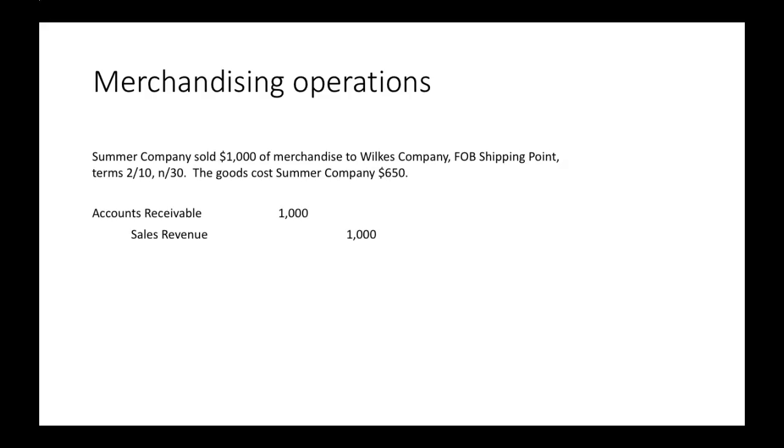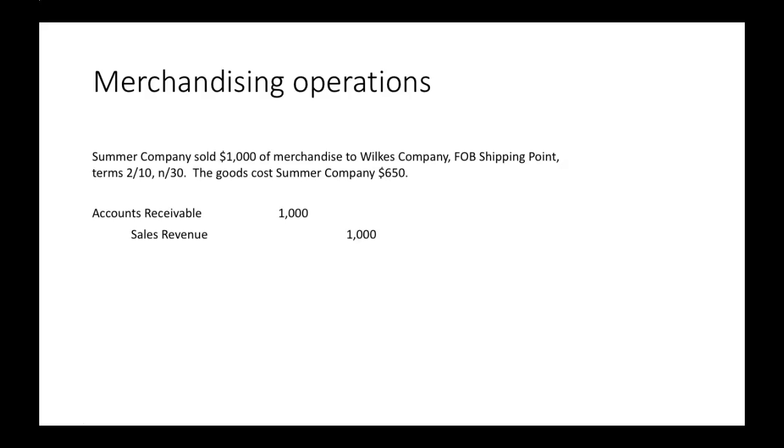The first entry, whenever a merchandising company makes a sale, is to record the credit sale or the cash sale itself. This entry deals with the amount that you charged your customer. Here, Summer Company sold $1,000 of merchandise to Wilkes Company. So we need to say that we made sales of $1,000. That's why we're crediting our sales revenue for this $1,000. And then we're also saying that Wilkes Company owes us this $1,000.